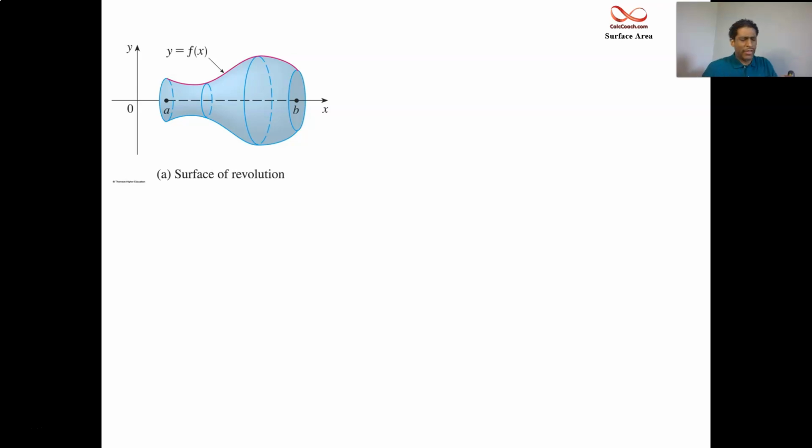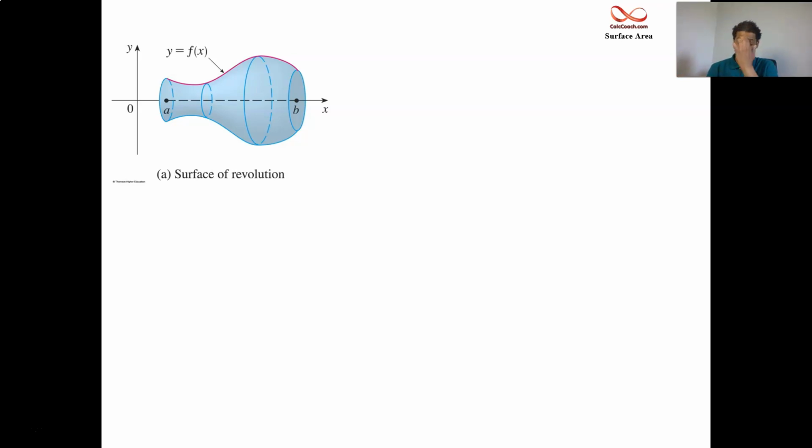Surface area is going to be formed by rotating a curve, not a region, but just a curve in the XY plane about an axis. Let's say in this picture it is the x-axis. And we want to find out the area of the surface that is created from doing that.